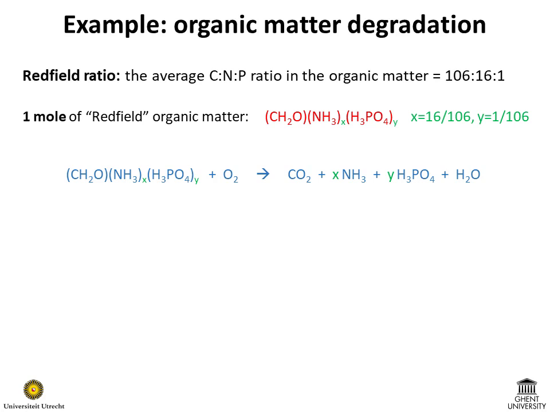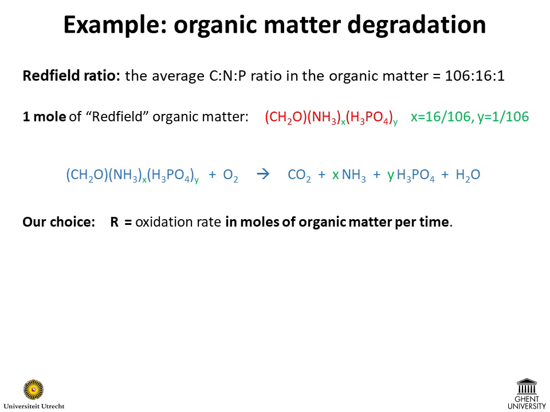Note that in addition to the conversion of the carbon from the organic matter form to the inorganic form, ammonia and phosphate are also released. The question now is, how do we include this process in our mass balance equations? The answer is simple to find.